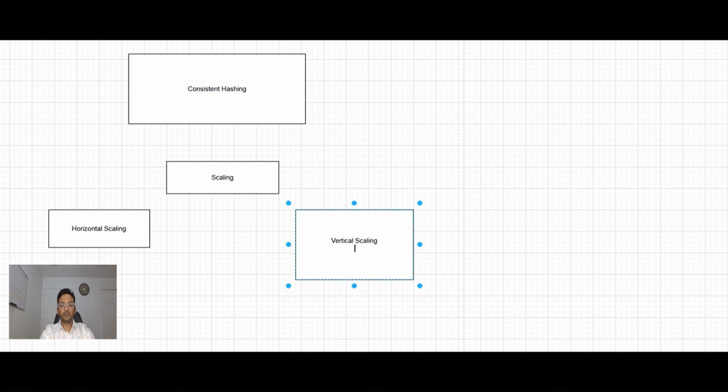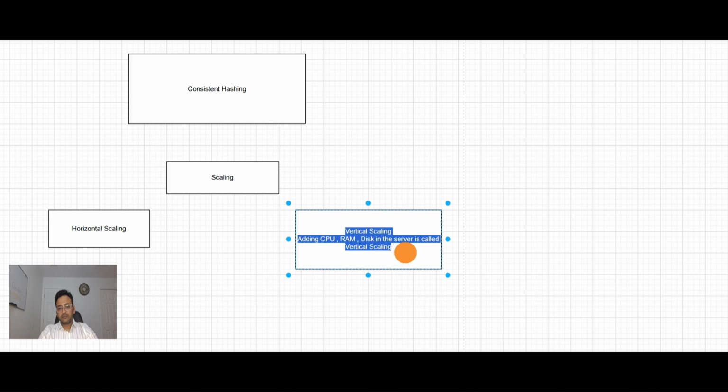So adding CPU, RAM, or disk in the server is called vertical scaling. It has its own limits. You cannot go on infinitely increasing the capacity of a server.